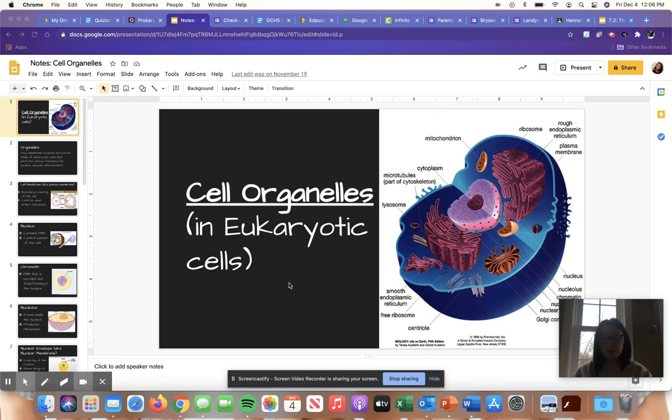So we're going to talk more about the cell organelles that are found within the eukaryotic cell. Now, some of these will be also in a prokaryotic cell, like the plasma membrane and ribosomes. Those things will be found in both, but most of these that are membrane-bound organelles are only going to be found in eukaryotic cells. And there's also two types of eukaryotic cells. There's plant cells and animal cells, and we're going to talk a little bit more about that today as well. So let's go ahead and get started.